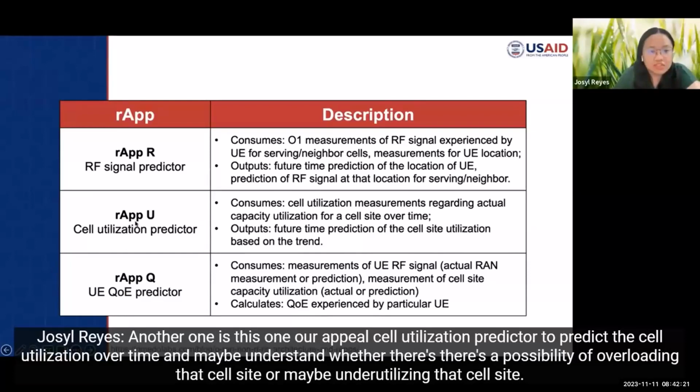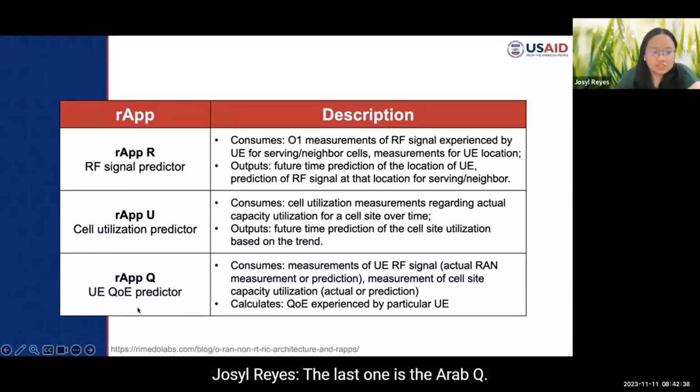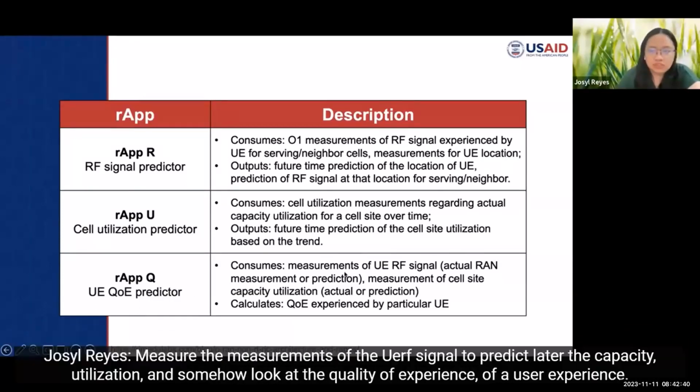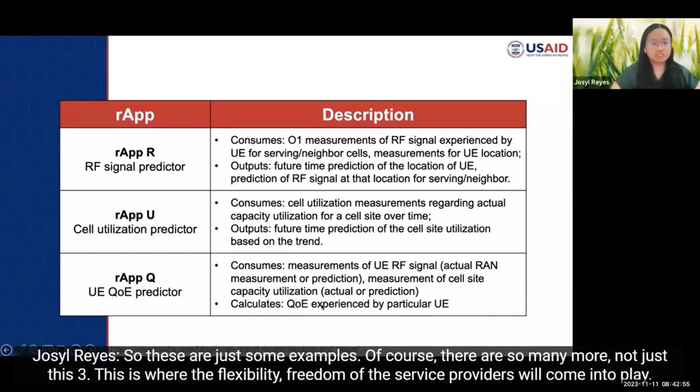Another one is the cell utilization predictor rApp, to predict the cell utilization over time and maybe understand whether there's a possibility of overloading that cell site or maybe underutilizing that cell site. The last one is the RF QoE rApp, which takes the measurements of the UE RF signal to predict later the capacity utilization and somehow look at the quality of experience of a user. So these are just some examples.